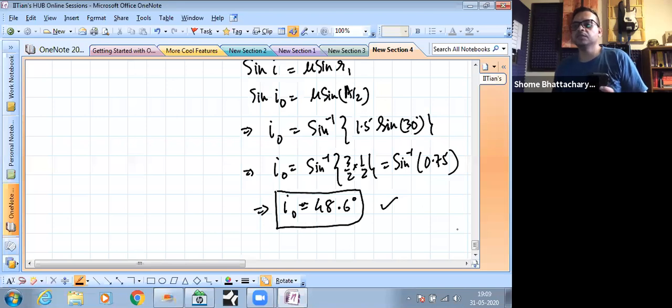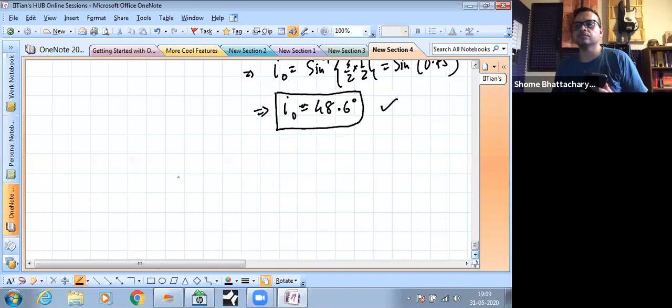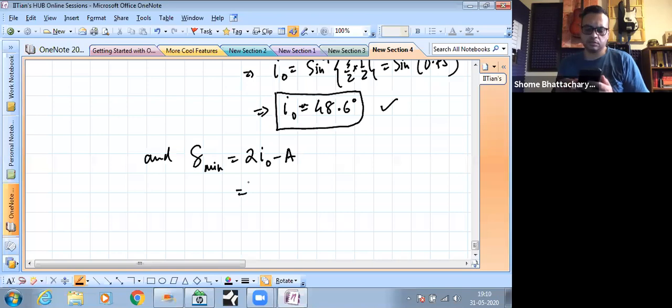And the minimum deviation value itself will be 2 times I0 minus A. So in this case, it will come out to be double of this minus 60 degrees. It will come out to be about 37.1 degrees.